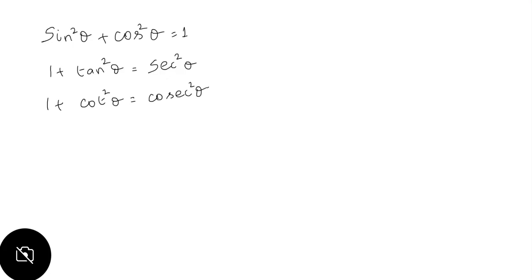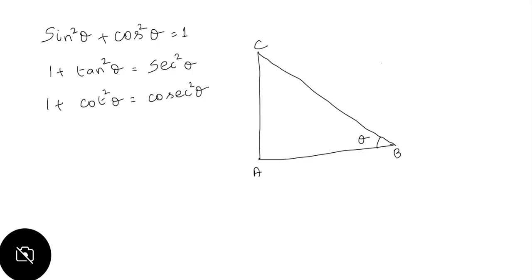Okay, so now let me take a right angle triangle, and let me name this angle as theta, and let me name the vertices of the triangle as ABC. And it is very clear, of course, that sine theta by the basic definition, being opposite side by hypotenuse, will it not be AC by BC?